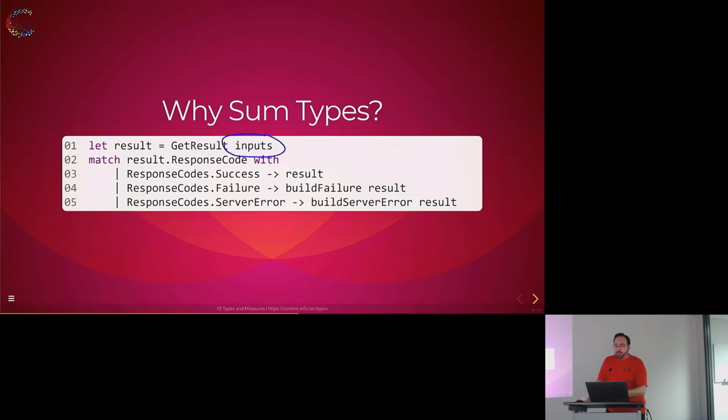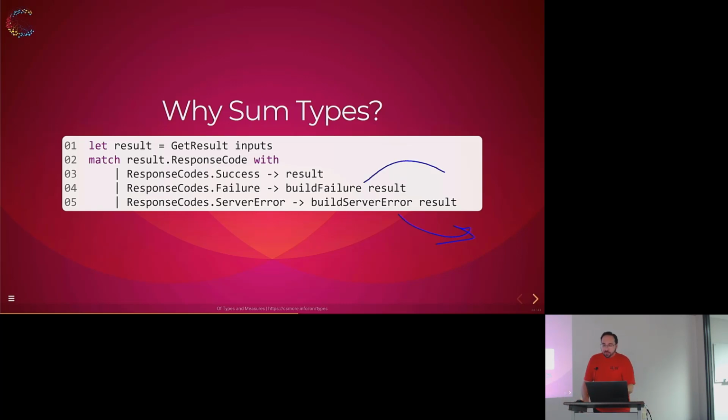So we send in some inputs to getResult, and we have a result. Now we're going to check the response code. And this response code will be exactly one of three types: success, failure, or server error. Well, if it's a server error, then we're going to call build server error. And that's going to return our 500 response and say, something happened on our server, try again later.